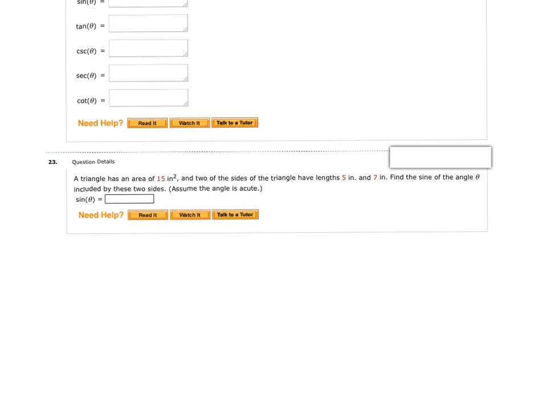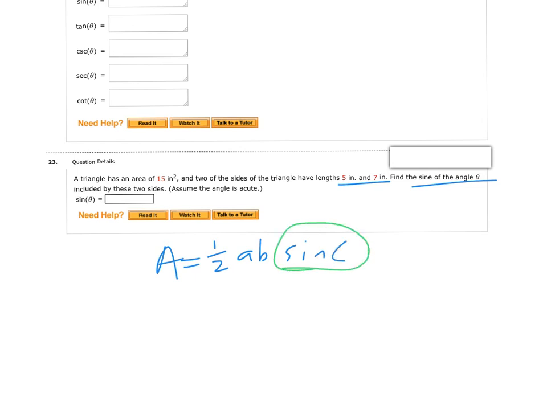All right, next up here, number 23. So for this one, it says a triangle has an area of 15 square inches and two sides of the triangle of length 5 and 7. And it says find the sine of the angle included by these two sides. So we know our area of a triangle is 1/2 ab sine C. And they're actually not asking me to find angle C. They're actually asking me to find sine of C. So let me just plug in everything I know and go from there.